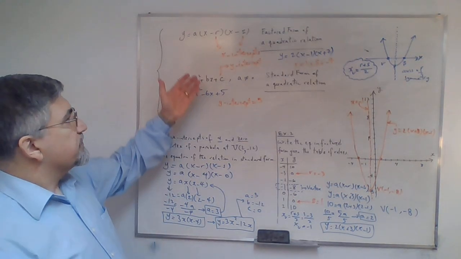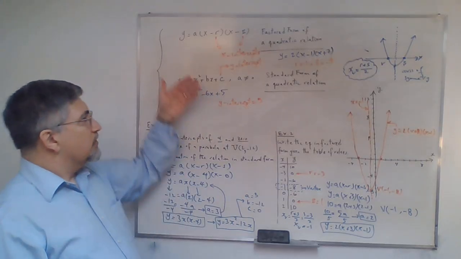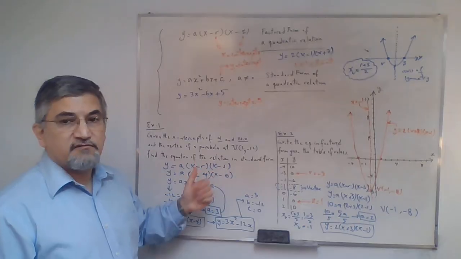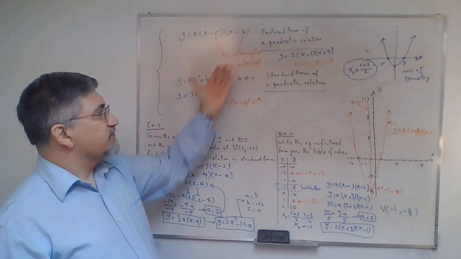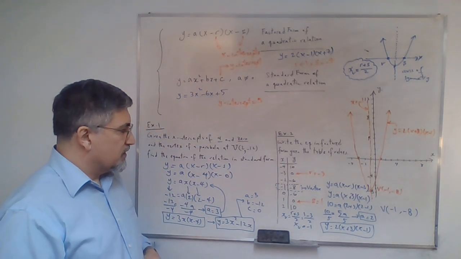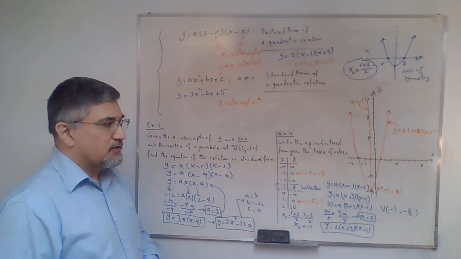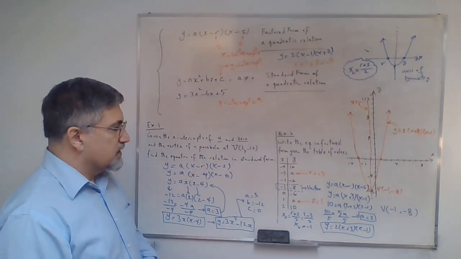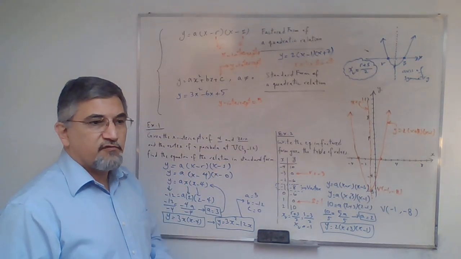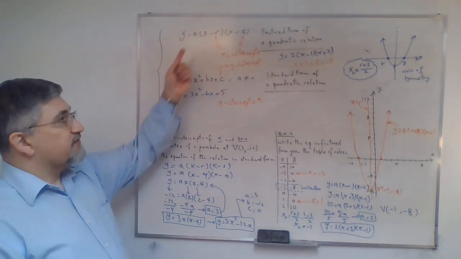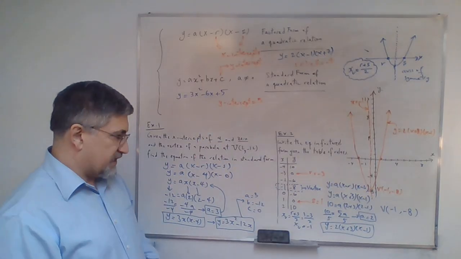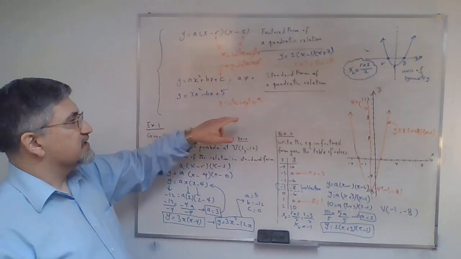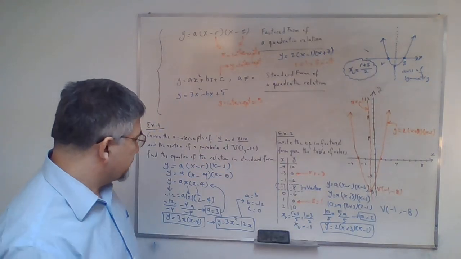So we see that there are useful forms of quadratic relations that can be used to solve a variety of problems. These forms are factored form and standard form. There's another form called the vertex form, which we have talked about in the past, or we will talk about in future. But generally speaking, there are 3 forms for a quadratic relation: factored form, standard form, and vertex form. In this lecture, we focused on only 2 of them, that is standard form and factored form.